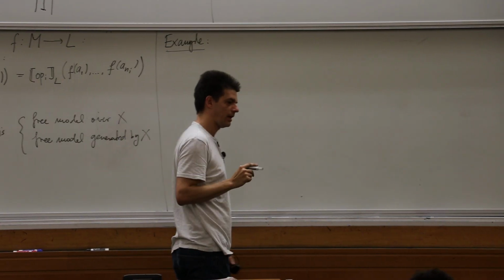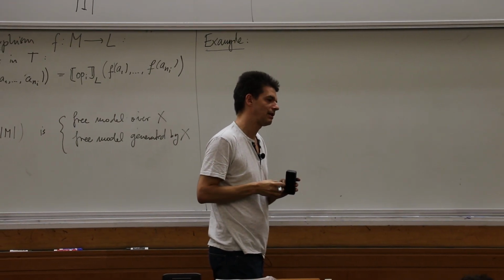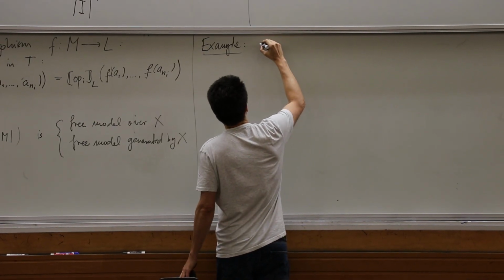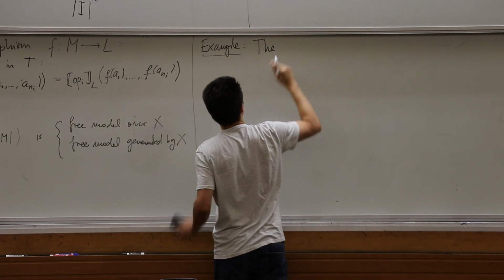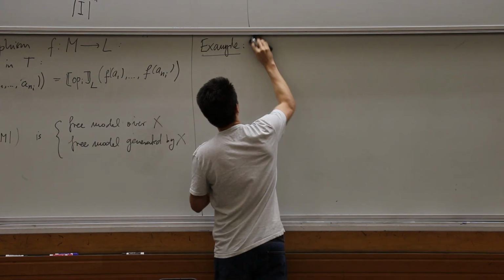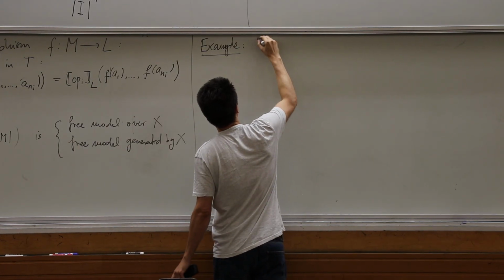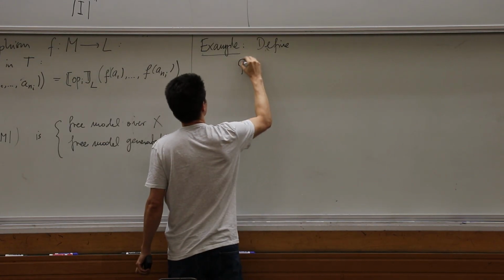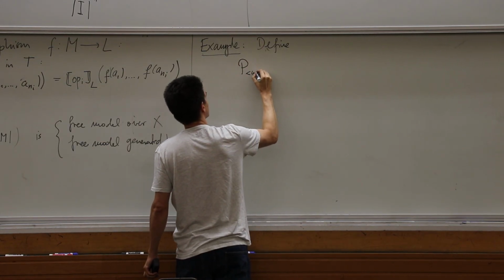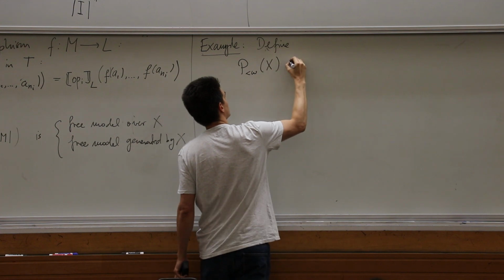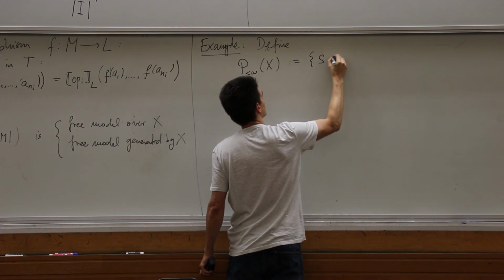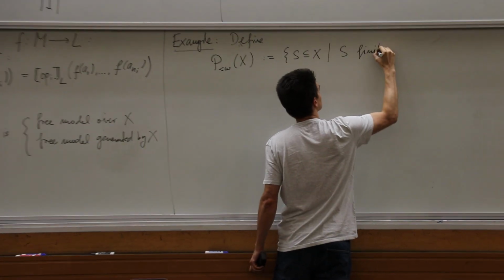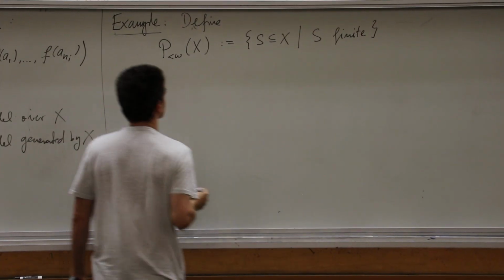So let's show that there is a free model of the theory of a semi-lattice. Let's define a model. I'll write it like this: P less than omega of X. Let this be all subsets of X which are finite. Finite subsets of X, okay?